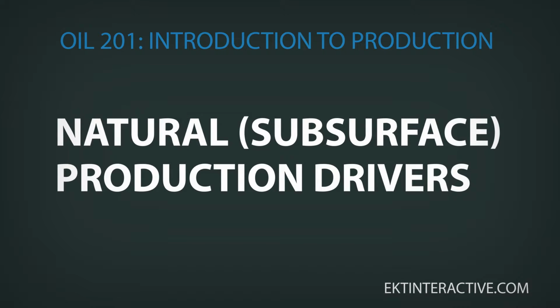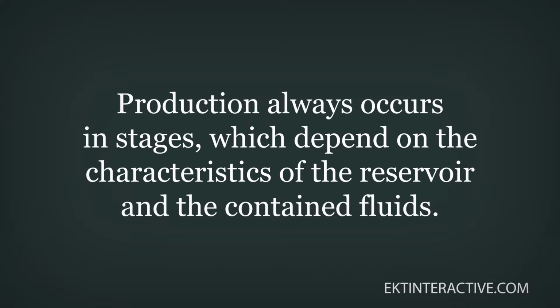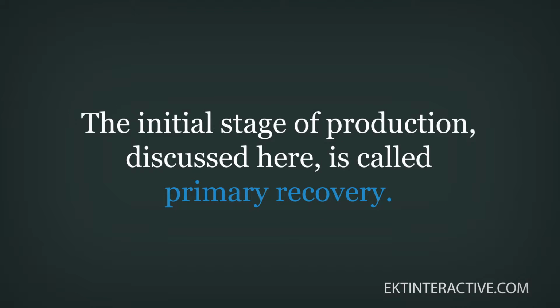In this lesson, we will discuss the types of natural reservoir drive that allow oil and gas to be produced from a newly completed well. Production always occurs in stages, which depend on the characteristics of the reservoir and the contained fluids. The initial stage of production discussed here is called primary recovery.